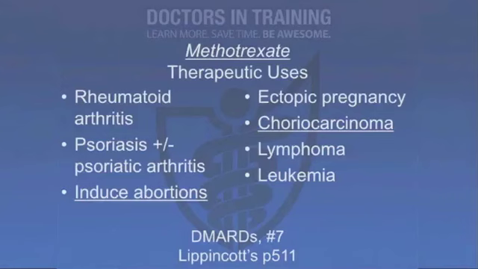The therapeutic uses of methotrexate: rheumatoid arthritis, definitely you can use it for that. Psoriasis, plus or minus psoriatic arthritis. Also, it's an abortifacient. We use this sometimes to induce abortions. And also when patients have ectopic pregnancies and they just haven't miscarried yet, we can use it in that setting also. Choriocarcinoma, lymphoma, and certain types of leukemias, methotrexate has been used to treat all of these things.